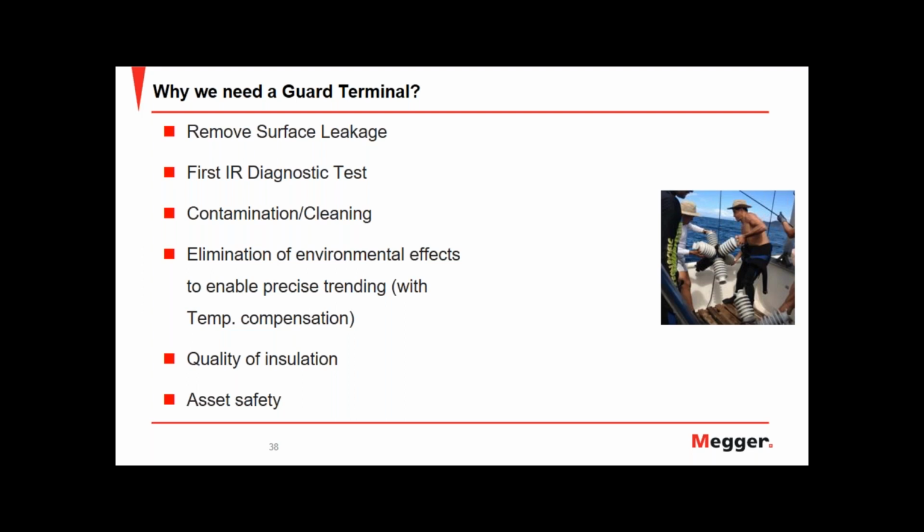We can also use the guard terminal to perform a very simple diagnostic test. If we perform two very simple IR tests, one without the guard terminal and the second with the guard terminal being utilised, a quick comparison of the results can clearly show how any contamination of the insulation system, be it motor windings covered in dust or oil, or a HV bushing covered in general grime and dirt. So the guard terminal can be seen as the very first IR diagnostic test, and it can complement other tests such as PI and DAR.